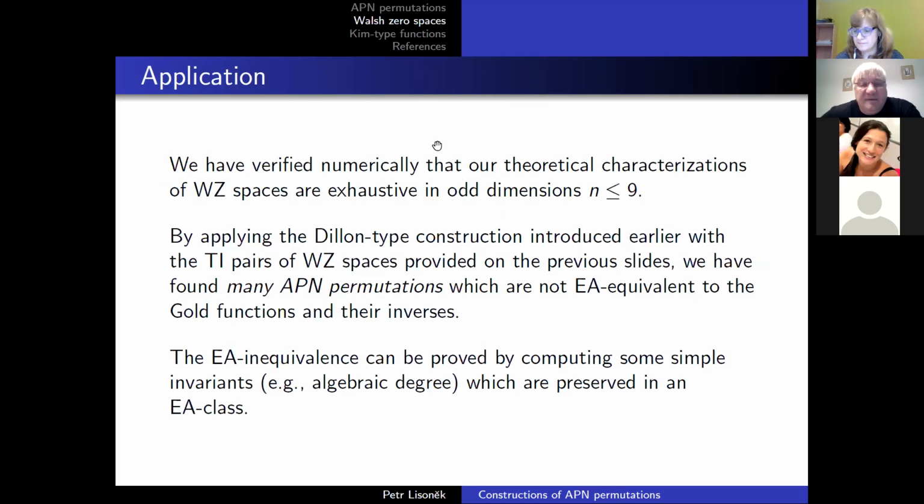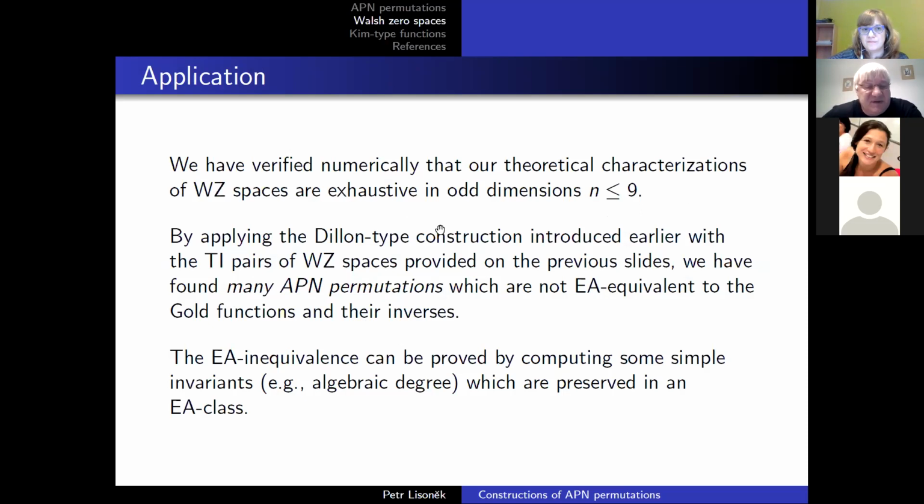So to summarize this first part, the theoretical constructions of these WZ spaces that we gave on the previous slides, we verified they are exhaustive in odd dimensions, at least up to 9. And we have constructed many new APN permutations, new in the sense that they are not EA equivalent to the Gold functions or their inverses.